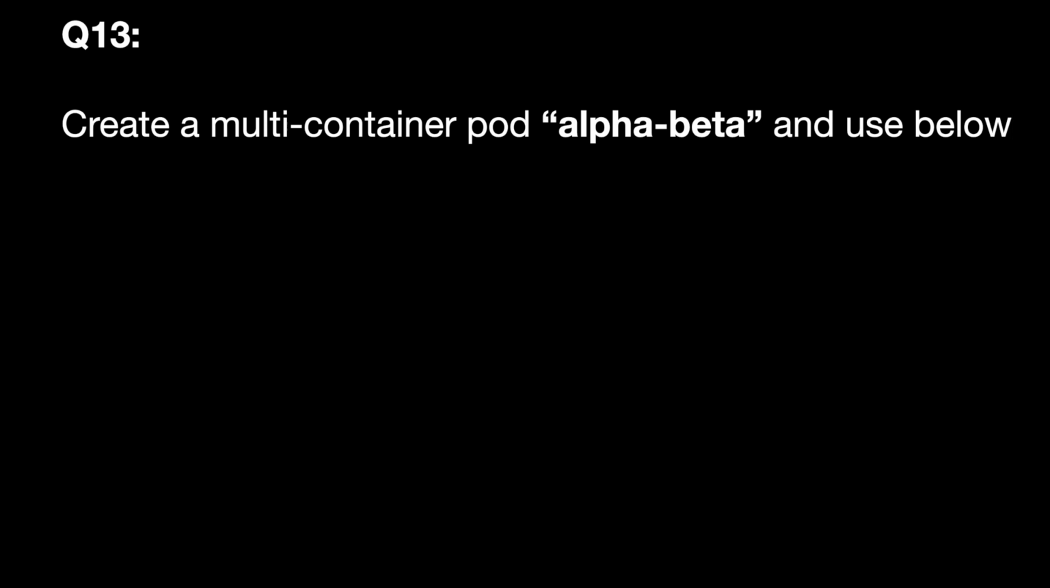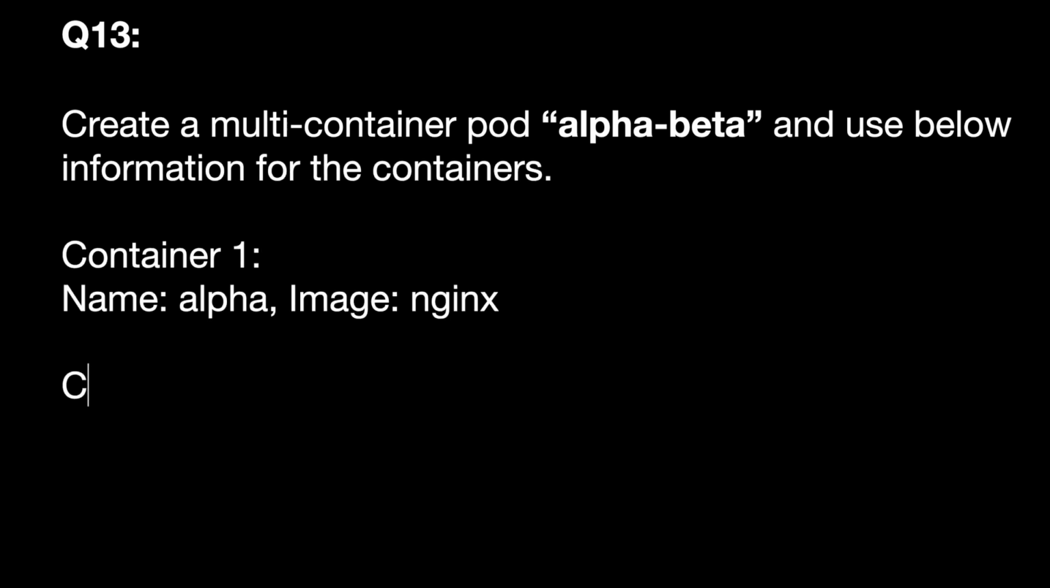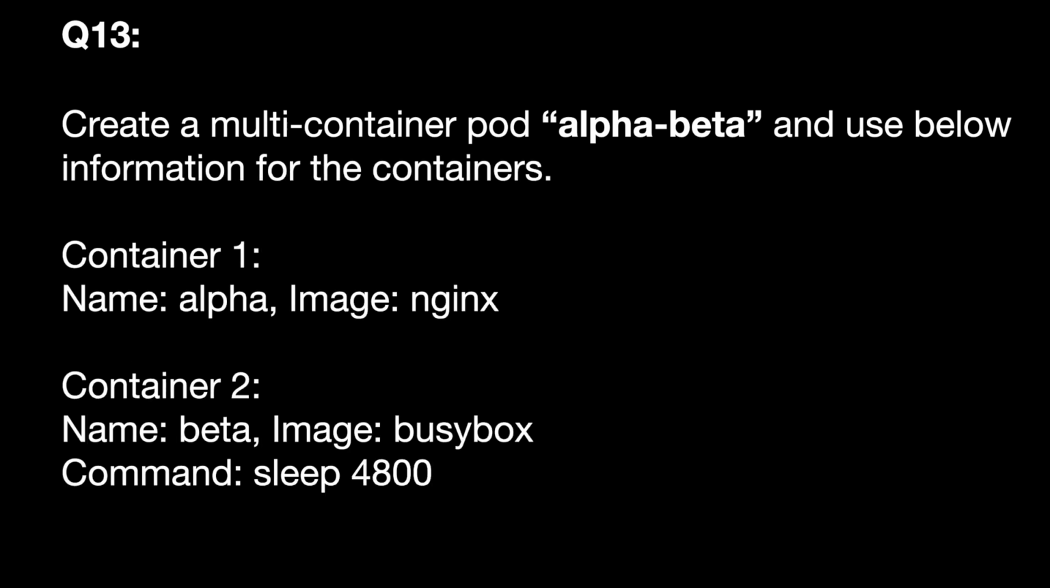Question 13. Create a multi-container pod alpha beta and use below information for the containers. So we are going to create two containers, container 1 and container 2, and specifications are provided with the name and image, and container 2 also requires command to be specified. So let's go ahead and see how we can do that.